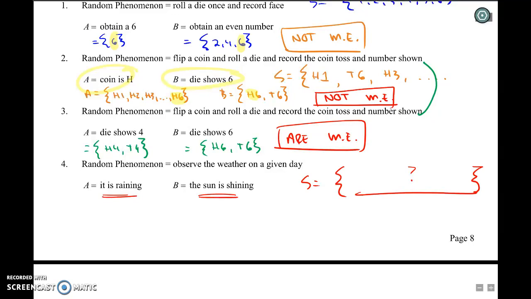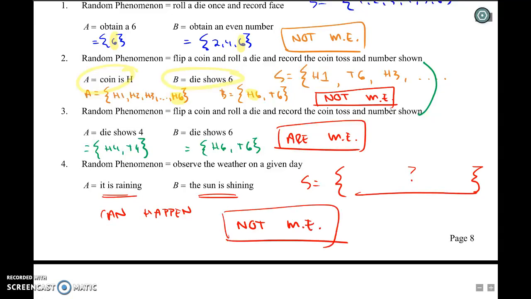So the question here is, can it be raining and the sun is shining at the same time? Some people might say, no, you can't do that. If it's raining, the sun can't be shining. But I think you guys would say these can happen together. We've all had those days where the clouds are off to one side and the sun's shining from the other angle and we're getting rained on, but the sun is shining. So if these can happen together, these are not mutually exclusive. More of a conceptual one.